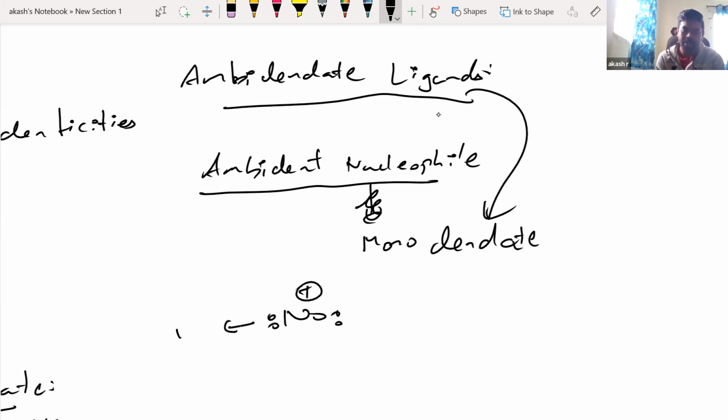It will never be a case that this side and this side both donate; this will never ever happen. Even though we have a nitrogen atom having a lone pair and an oxygen atom having a lone pair, at that time only one of them will be able to donate, either nitrogen or oxygen. Both of them will not be able to donate like this.